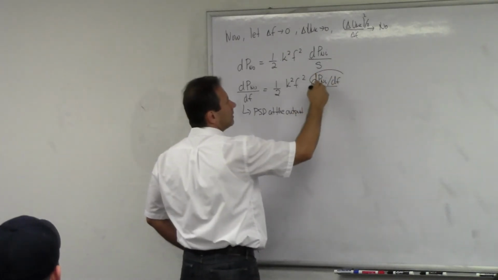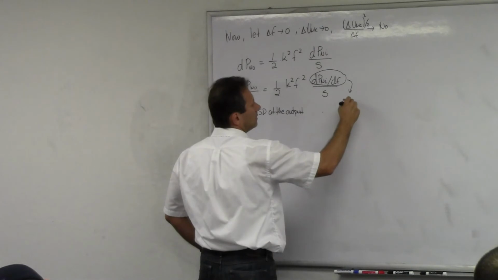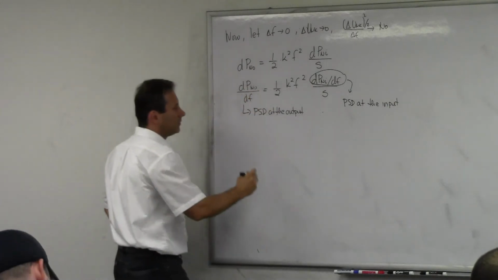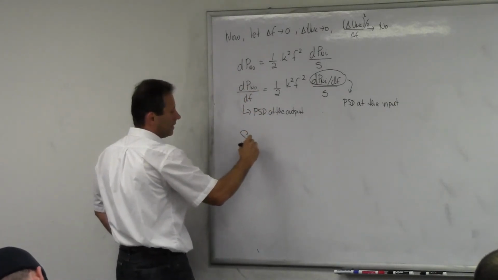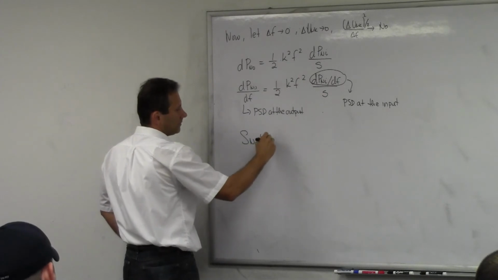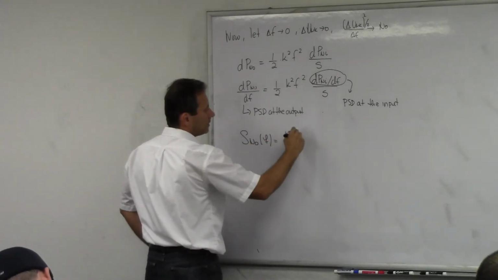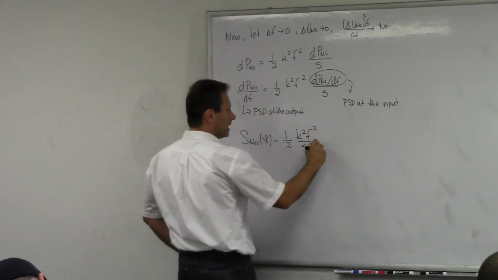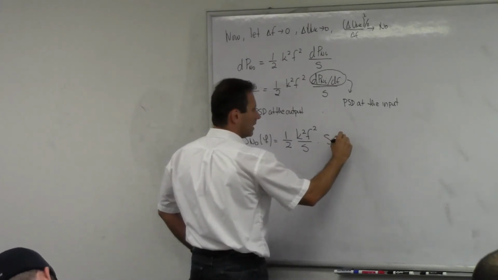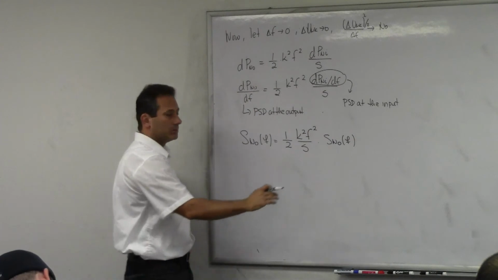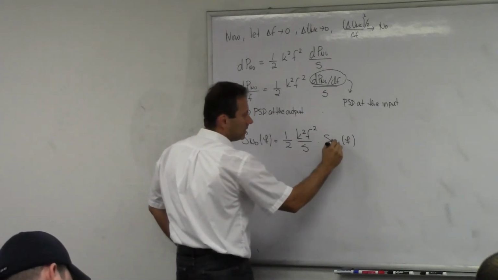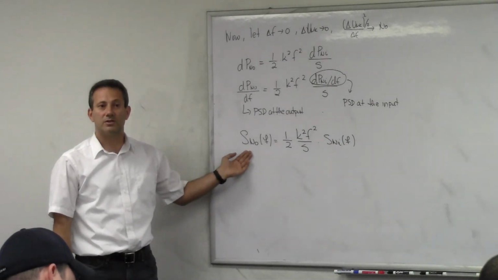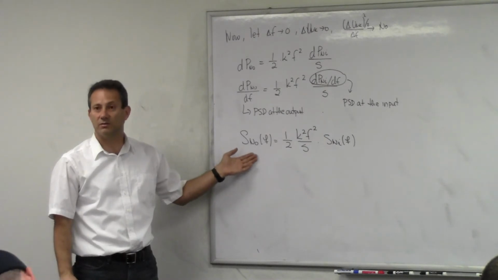And this thing here is the PSD at the input. So I get a beautiful relationship here that says this Sn output of F is going to be equal to 1/2 K squared F squared divided by S times the Sn input of F. Oh, sorry, input. This is input. So this tells me how the FM demodulator changes the power spectral density of the noise.